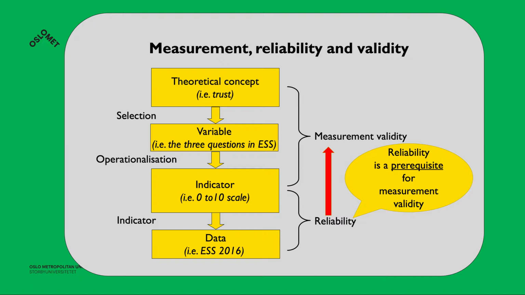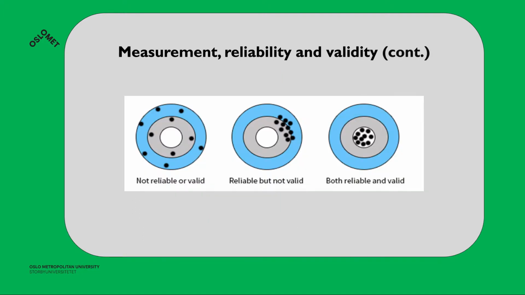And reliability is a prerequisite for measurement validity, because if we're measuring different things, we are not measuring the same thing, of course, and that affects measurement validity. But measurement validity is not a prerequisite for reliability. It's just reliability that's a prerequisite for validity. And let's get an illustration of that.